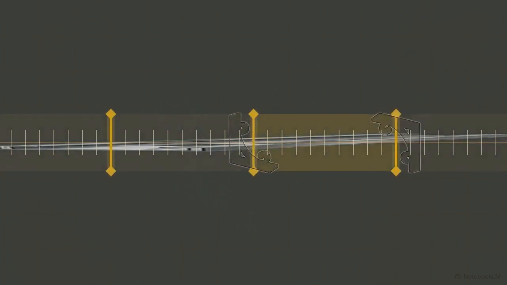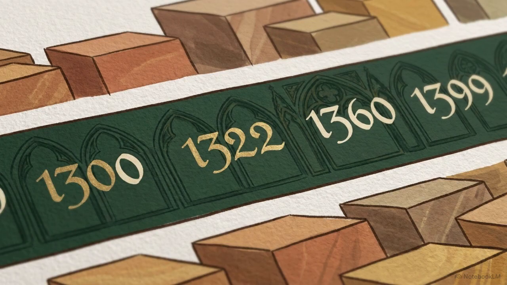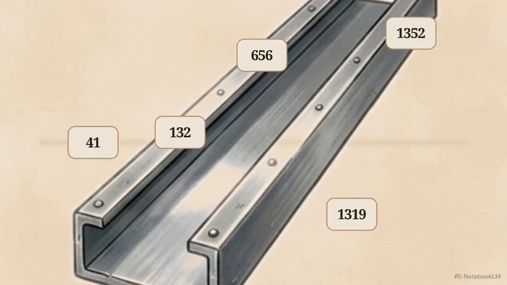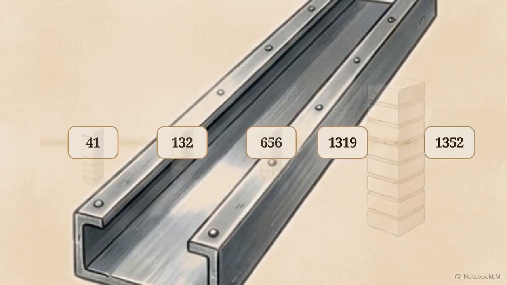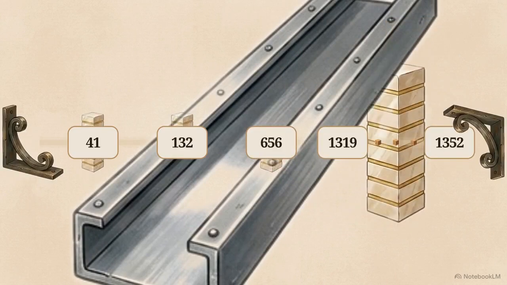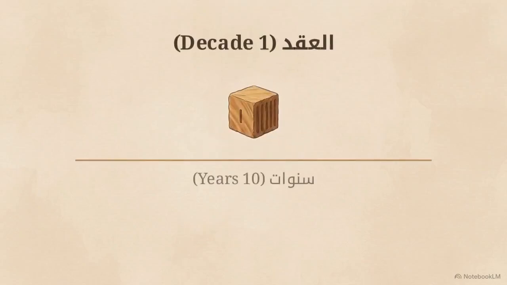To manage this, historians use a specific system of measurements to divide time into segments. This allows us to group years together and see patterns that would otherwise be hidden. These measurements provide the framework necessary to begin organizing those millions of disparate events into a sequence we can actually study. The smallest building block is the decade, or al-aqd, spanning exactly 10 years.